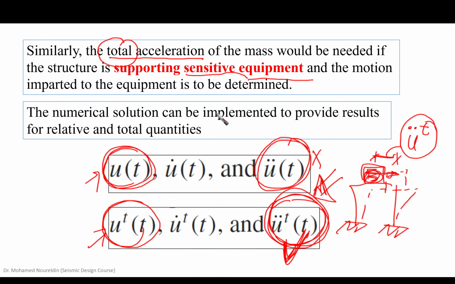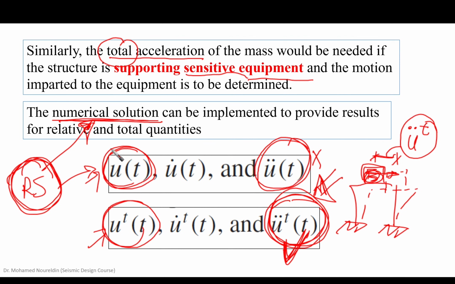The numerical solution can be implemented to provide results for relative and total quantities. In general, for all of the quantities, whether displacement, velocity, or acceleration, relative or total, we can use a numerical solution for obtaining them. The numerical solution is our main target, but it's time consuming. This is why we are going to find that the response spectrum is going to be our alternative. Now we understood what the problem is, and we need to go through what the solution is, or what the alternative to the numerical solution is.